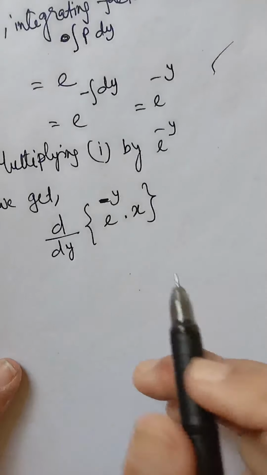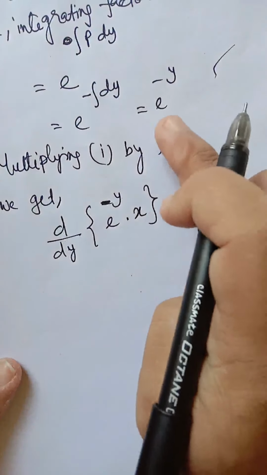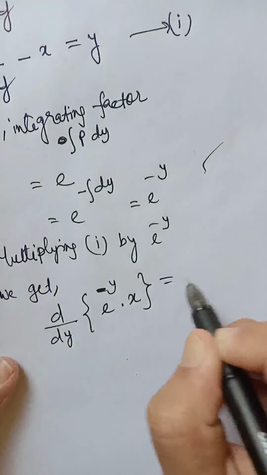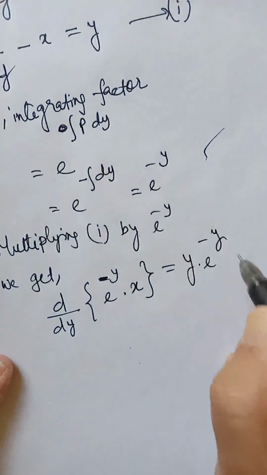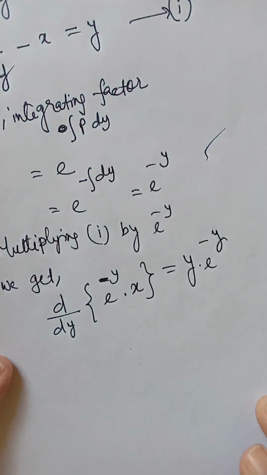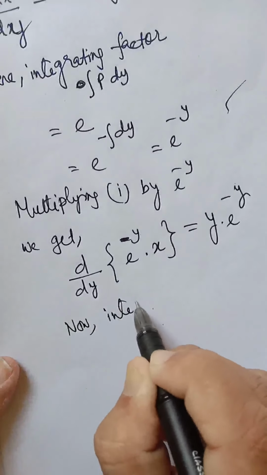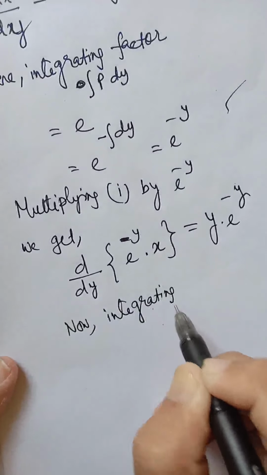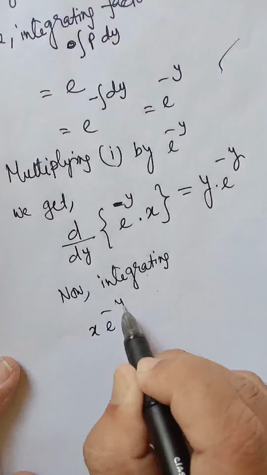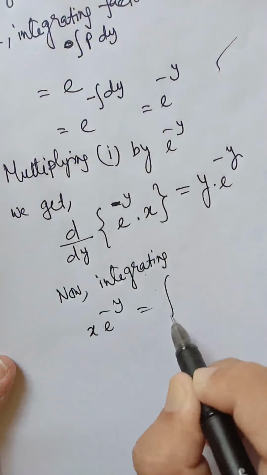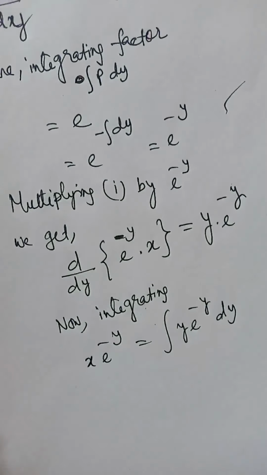In the first form it was the integrating factor into y, but in the second form it is d/dy of the integrating factor into x, equal to y into e to the power minus y. Now integrating, x into e to the power minus y, the integration will get cancelled, and the right hand side will be the integration of y into e to the power minus y dy.